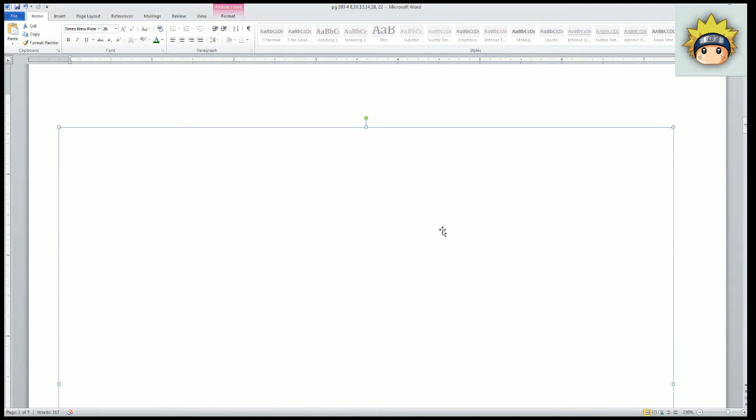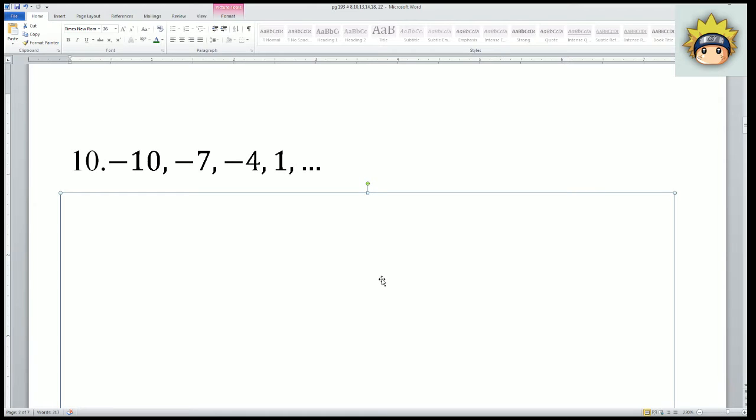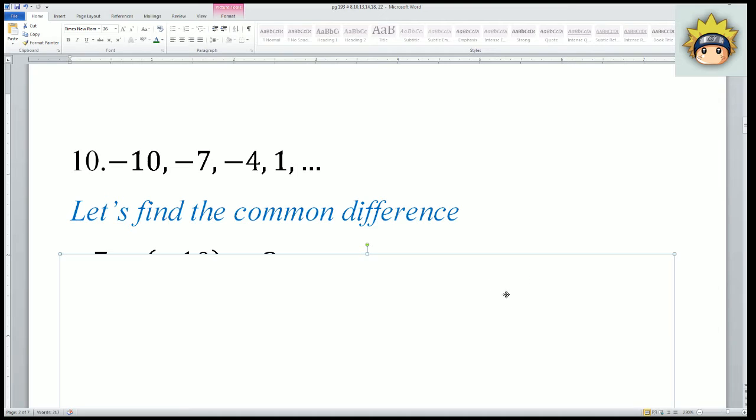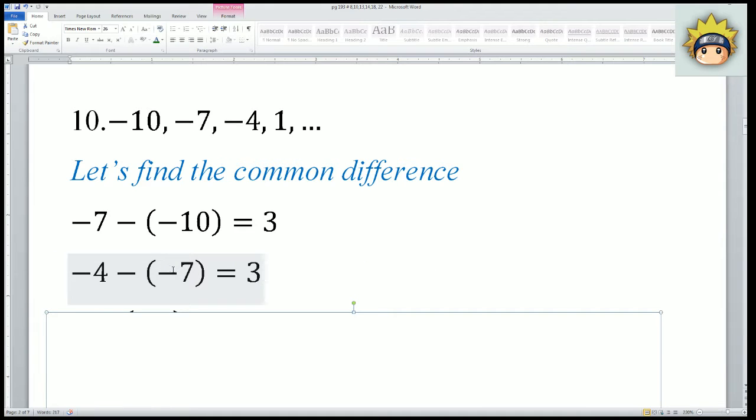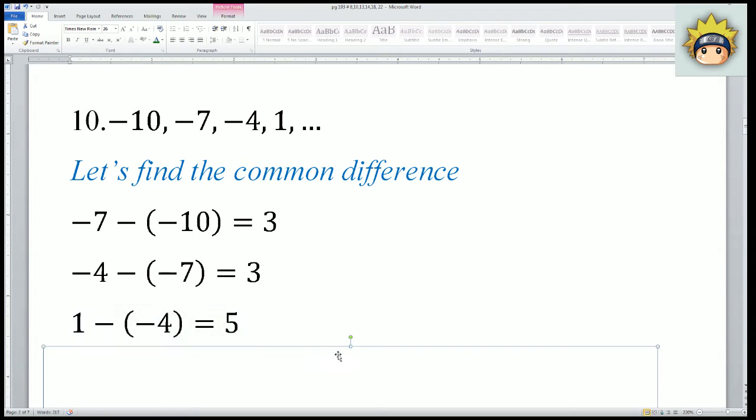Next, I have 10: -10, -7, -4, and 1. Let's find the common difference. -7 minus -10 is 3. -4 minus -7 is 3. Looks like it should have the common difference. Let's do the last one: 1 minus -4 becomes 5.